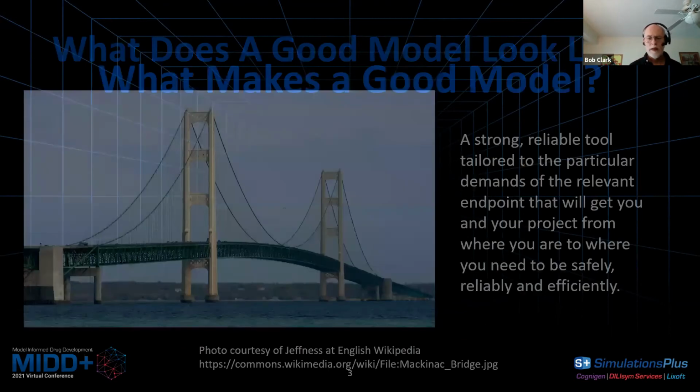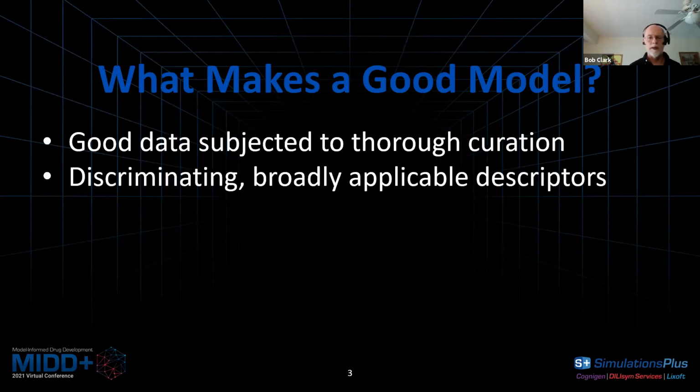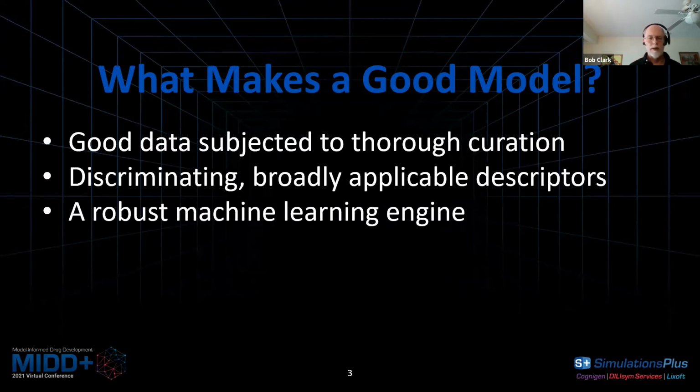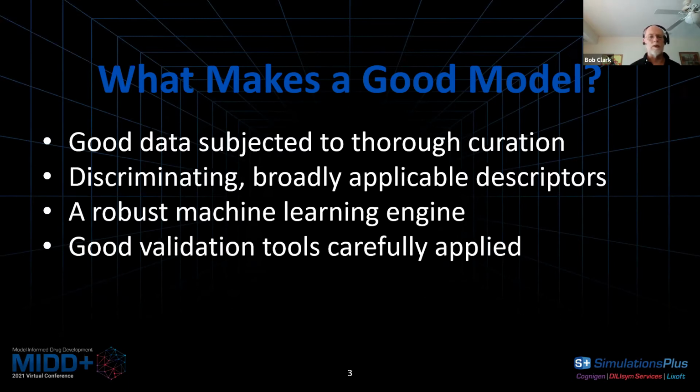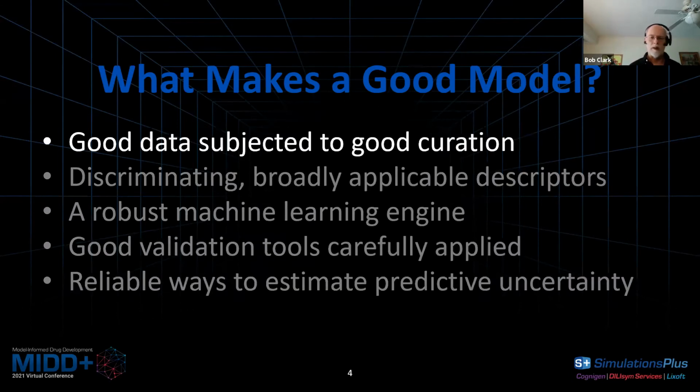Now, what are the elements of a good model? Good data subjected to thorough curation, discriminating broadly applicable descriptors, a robust machine learning engine, good validation tools carefully applied, and reliable ways to estimate predictive uncertainty. First, I'll talk about getting good data and subjecting it to good curation.